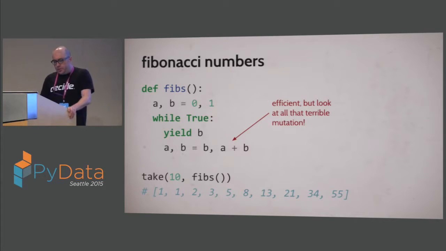So here's another way. Let's just compute the infinite sequence of Fibonacci numbers. Start with a and b, 0 and 1, and then go into an infinite loop. Yield b, replace a with b, replace b with a plus b. This is efficient. It runs fast. It gives the right results. And again, it has all this awful mutation that as dogmatic functional programmers, we want nothing to do with.